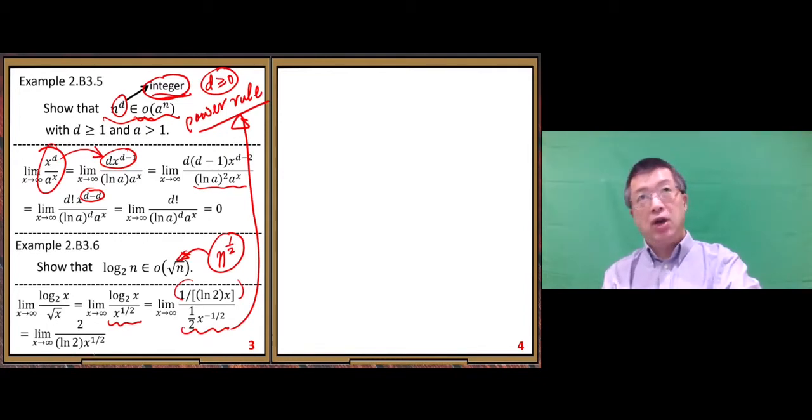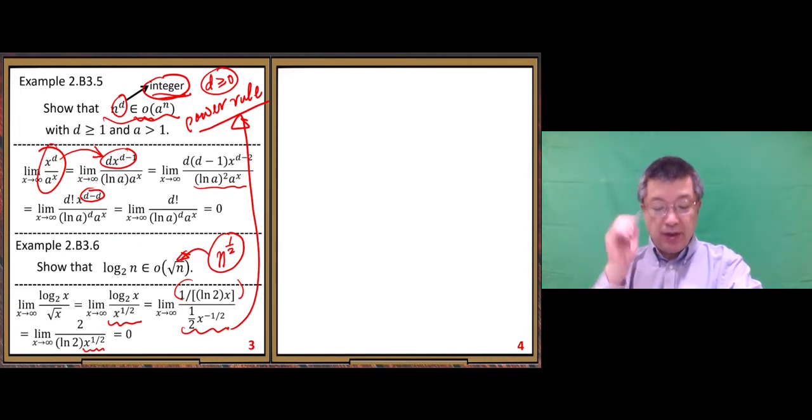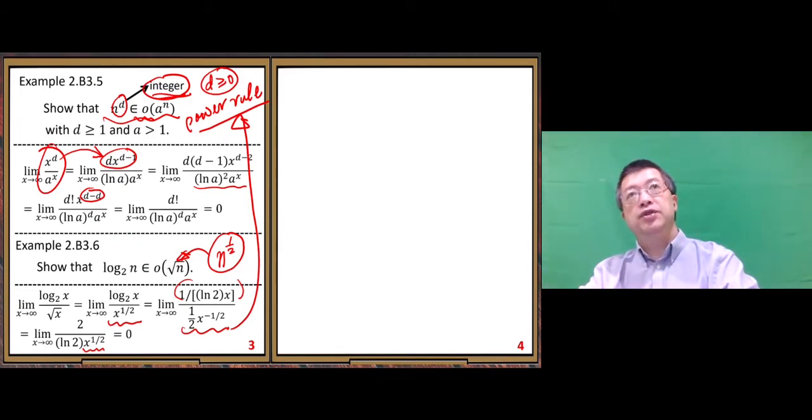It is not an indeterminate form, so we can take the limit directly. The denominator goes to infinity, so the whole limit is 0. So that is question number 6.